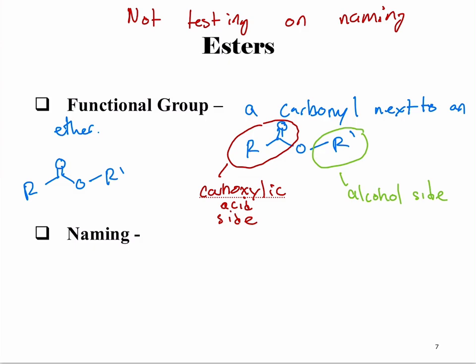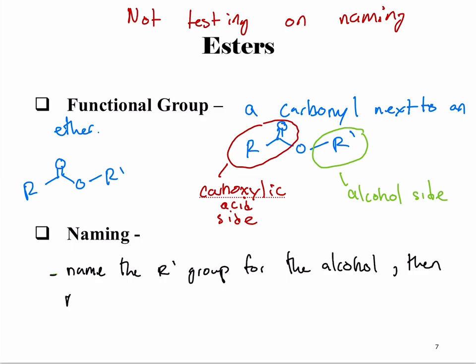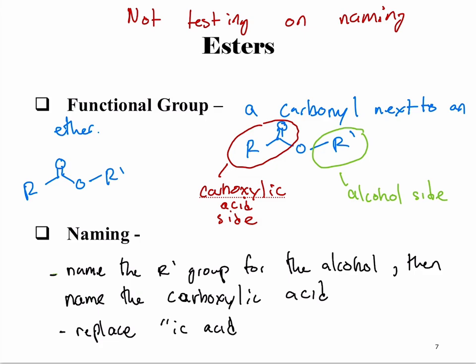And like I said, I'm not going to test you on the naming for these, but the naming is: you name the R prime group for the alcohol, then name the carboxylic acid, and you replace "ic acid" with "oate".